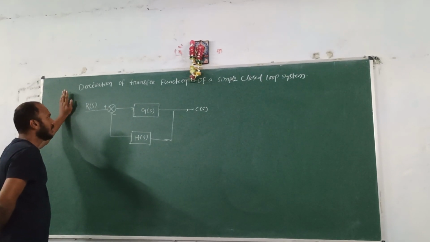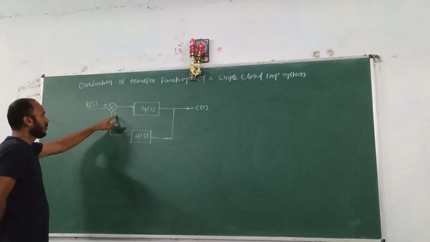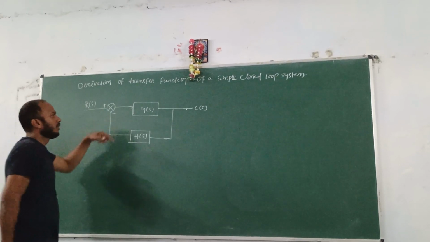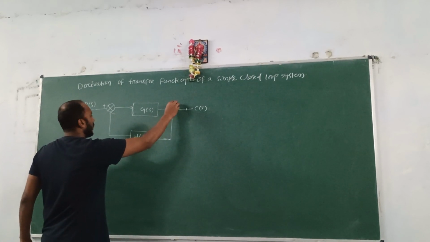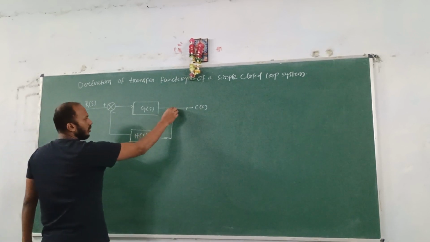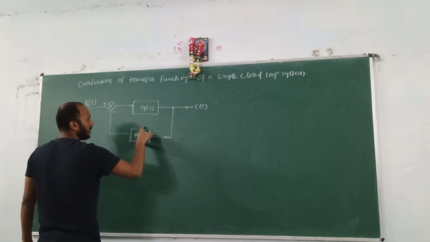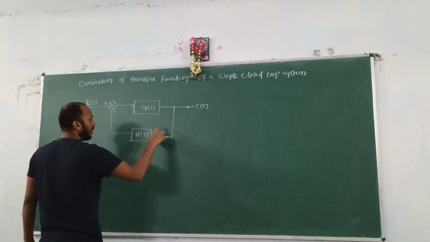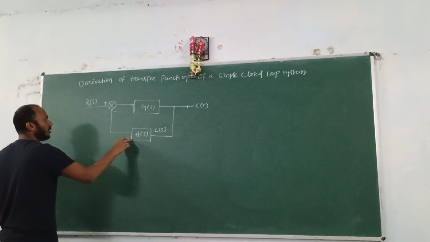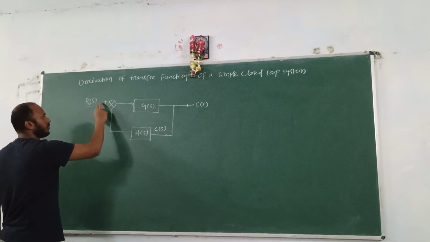If we discuss such systems, this side is very important, whether it is positive feedback or negative feedback. This point is called the takeoff point, and this point is called the summing point. C(S) is connected to H(S), so the signal here comes as C(S) into H(S) with a negative sign, and this signal R(S) is on the positive side.